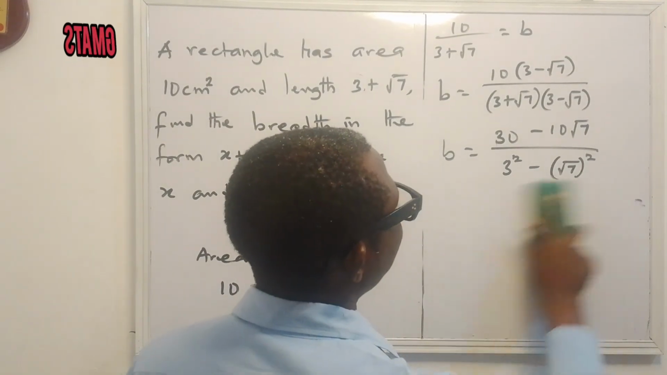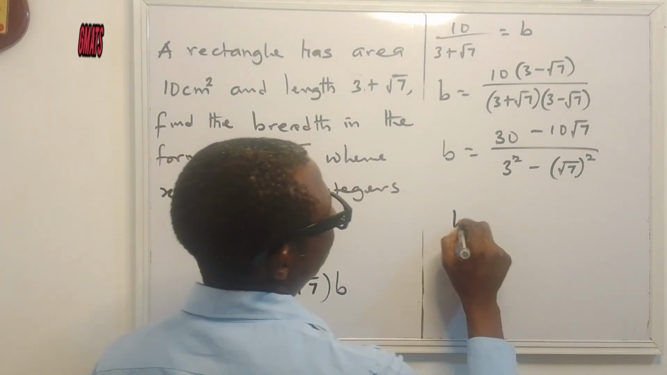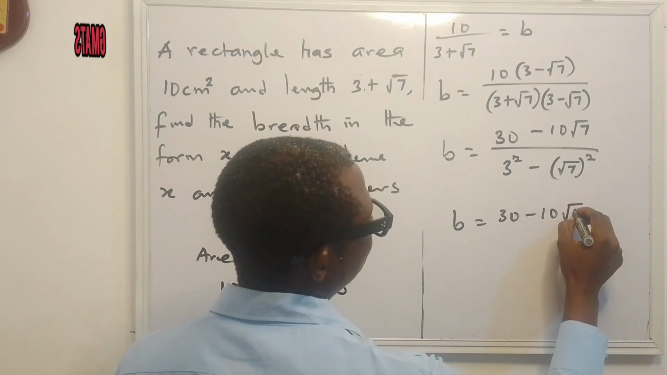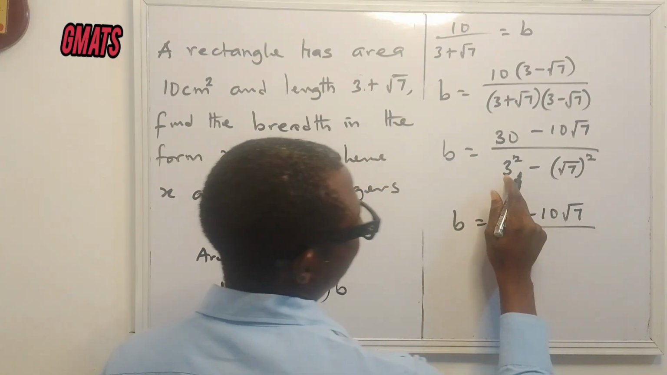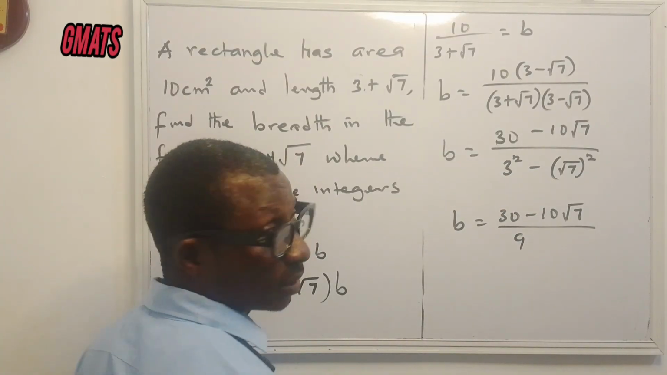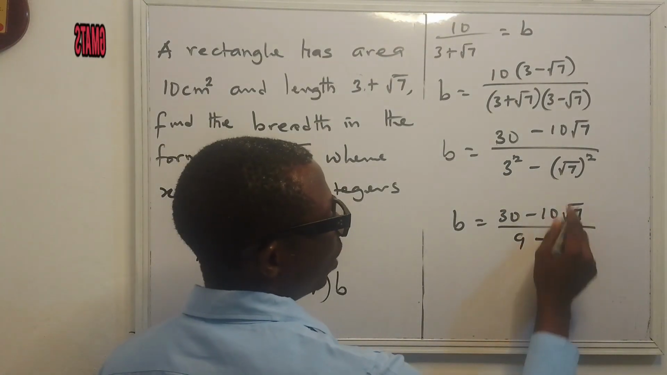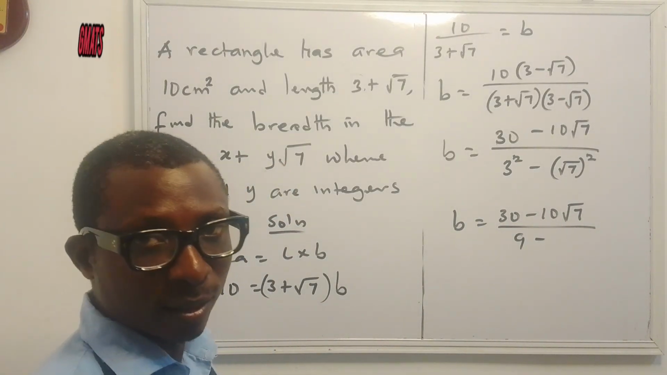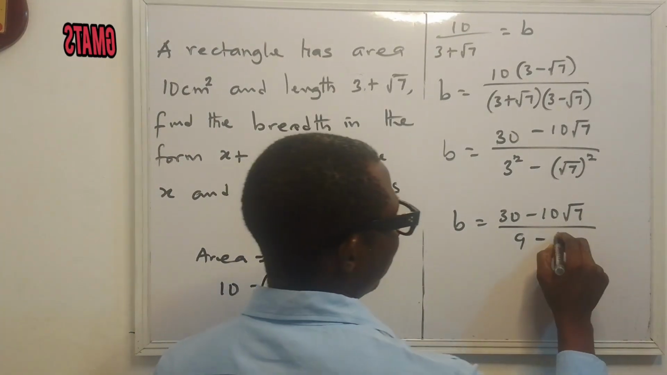So now b is equal to 30 minus 10 square root of 7 over, now when you square this, you have what? 9. 3 times 3 is 9. And when you square root of 7, that gives you square root of 49, and square root of 49 is the same thing as 7. So you have 7 here.